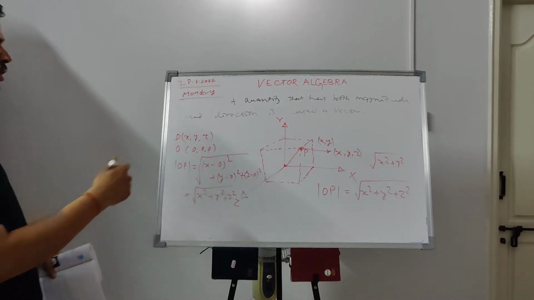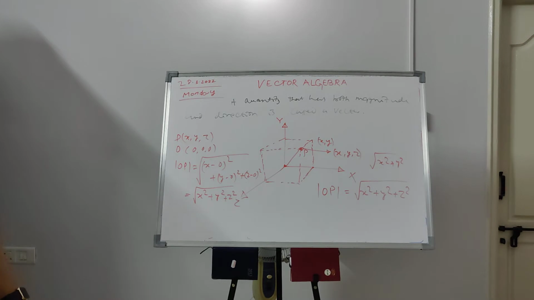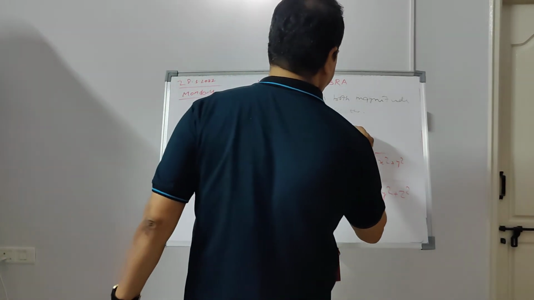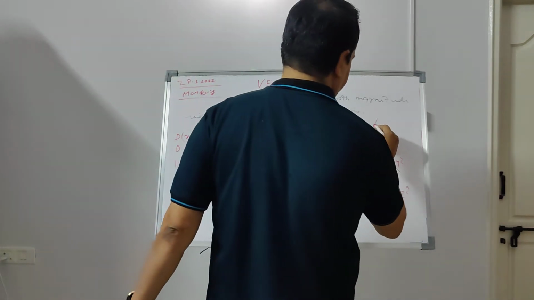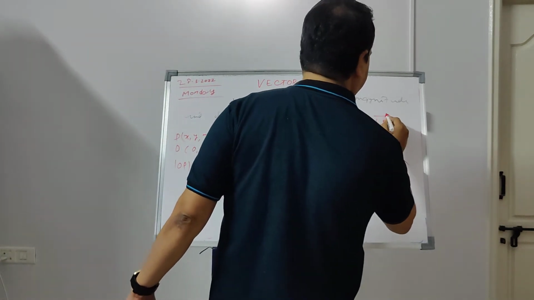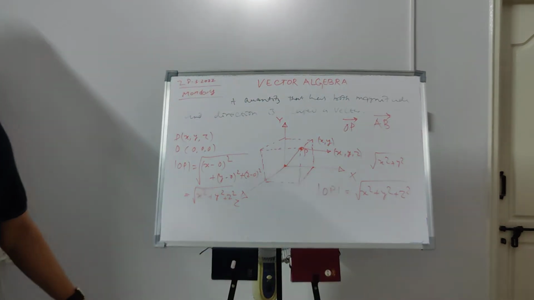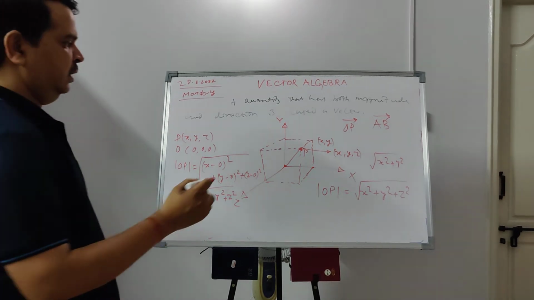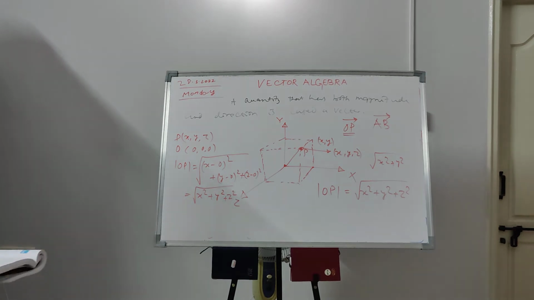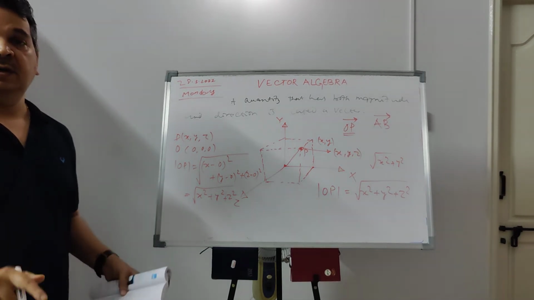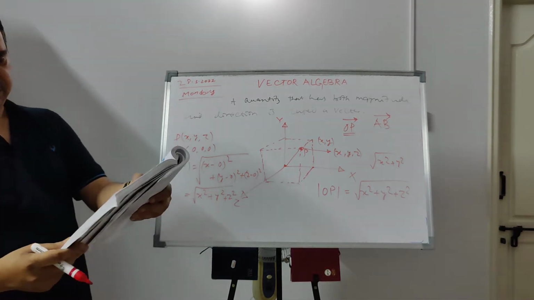So here O is the initial point and P is the final point. So it's a vector OP. In a vector, when we say vector AB, that means A stands for the initial point and B stands for the end point. So in this case, O stands for the initial point and P stands for the end point.